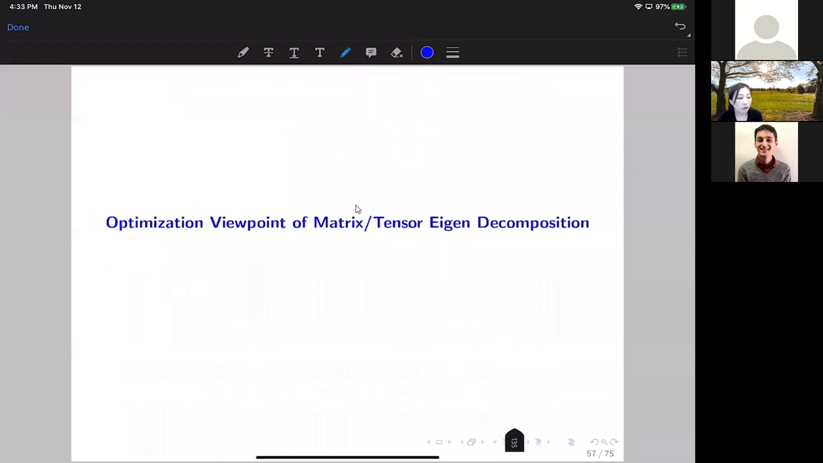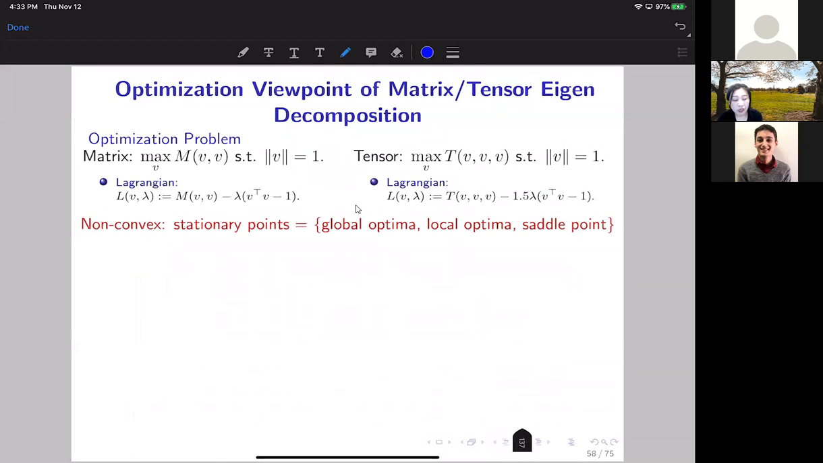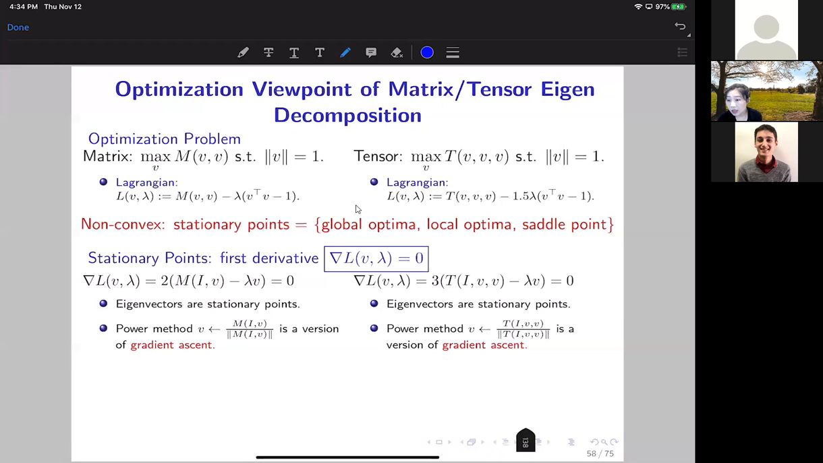Okay, so from an optimization viewpoint of tensor and matrix decomposition, again, it's very important if you are working on it. But I don't have time, unfortunately, to talk about it. So please read it when you have time. And I think the slides are pretty explanatory, so you can just read the slides. And if you do have questions, please feel free to ask me on Piazza.